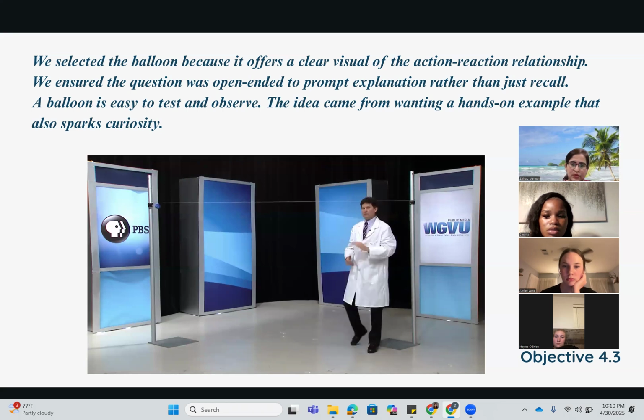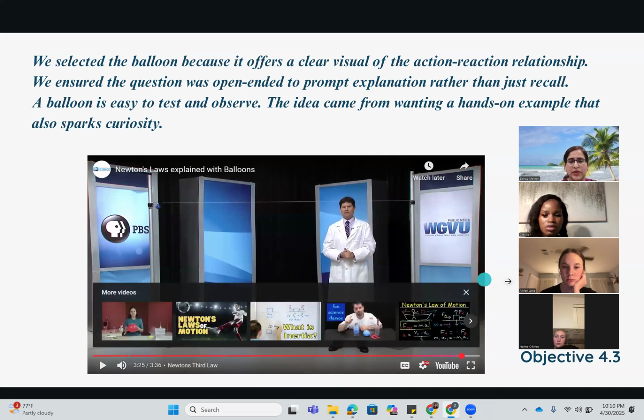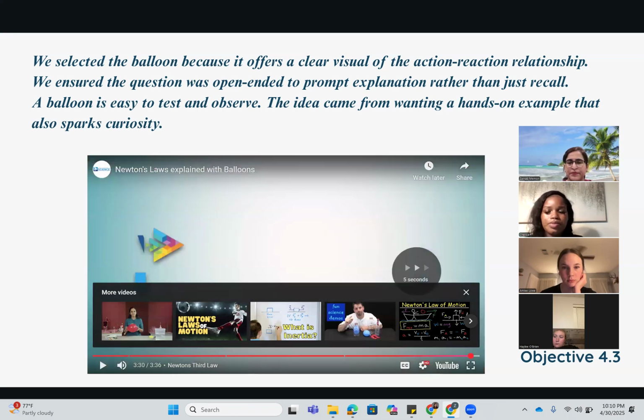And those are Newton's three laws of motion for a few moments in science. Thank you. All right, here we demonstrate our experiment in objective 4.3.